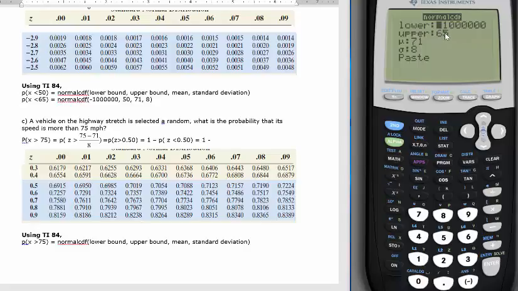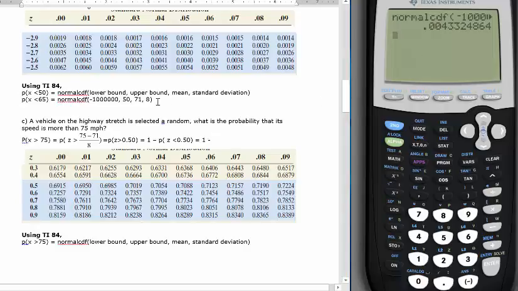Upper, we're going to change that to 50 now. The mean remains the same, the standard deviation remains the same. Paste, and press enter, and as you can see, nice match, which is 0.0043. Good.